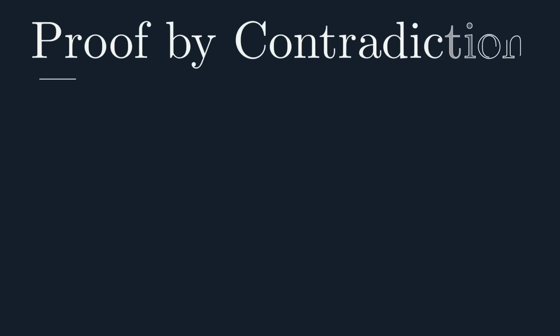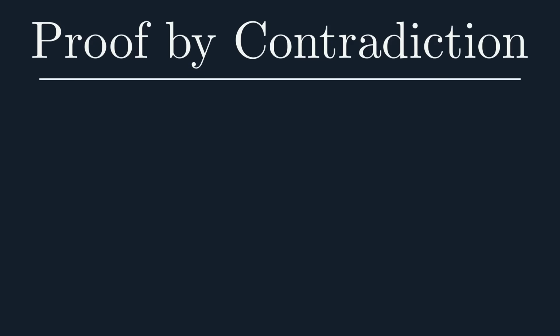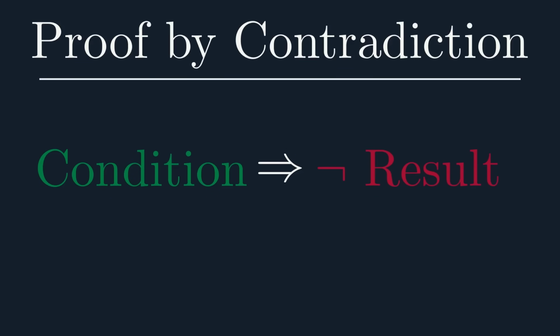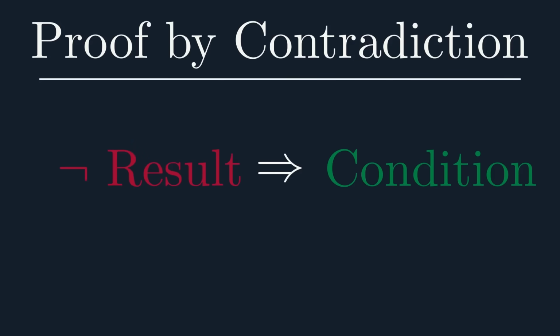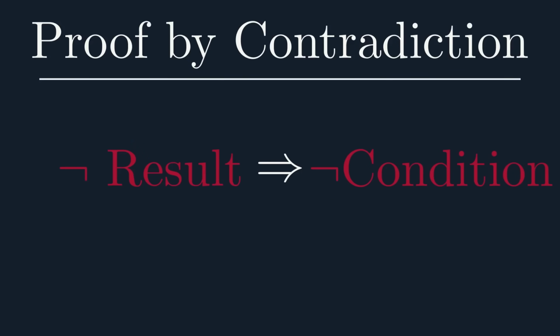A neat trick when trying to prove an implication is something called proof by contradiction, which can often be easier than proving a statement directly. We know that either a statement or its negation must be true, and an implication is false if and only if the result is false, but the condition is true. We can use this knowledge and show that if the result is false, the condition must also be false, and from there we follow that the statement must be true. If you didn't quite get that, don't worry, it will be way easier with an example.